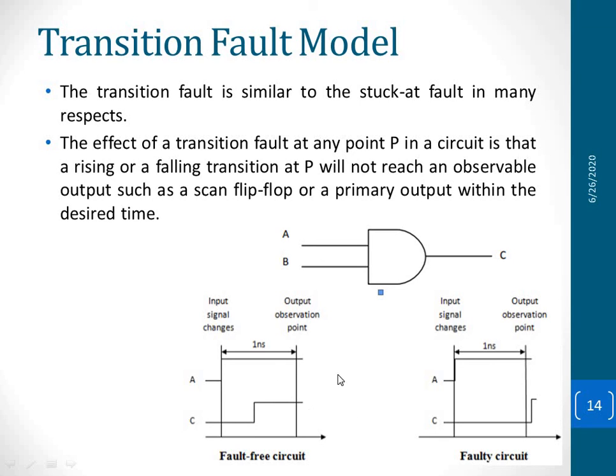Now here you can see A goes from 0 to 1, there is a transition, and C is 0 and later it comes out, that is a faulty circuit. If C changes immediately as A changes, then we say it is fault free. But if the transition comes out later or slower, then we say that it is a faulty circuit.